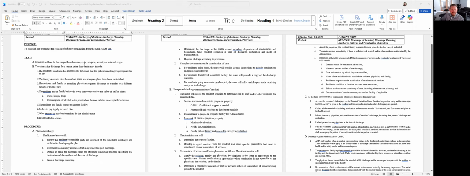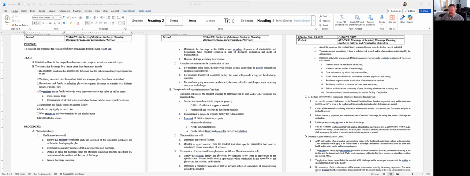A resident will not be discharged based on race, color, religion, ancestry, or national origin. The criteria for discharge for a reason other than death may include the resident's condition has improved to the extent that the patient is no longer appropriate for our care. That would be best case scenario. The family desires to take the resident home and adequate plans have been established. Awesome. The resident and family or attending physician requests discharge or transfer to a different facility or level of care. So on that one, higher or lower.